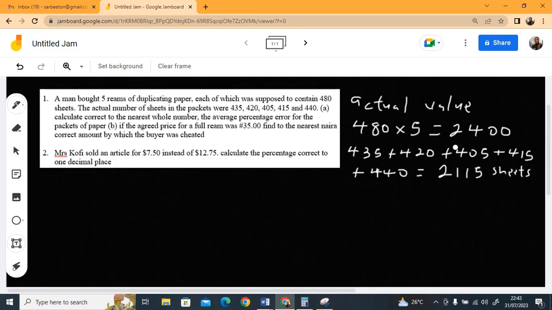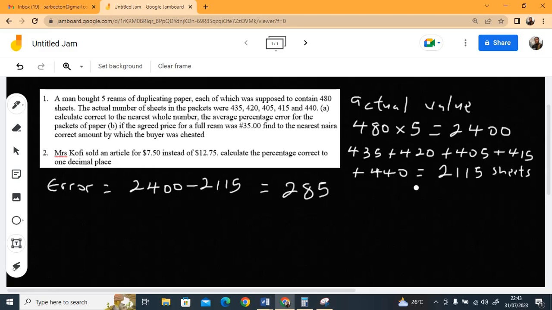Now to get the error, the first thing you have to do is subtract this from this. That will be 2,400 minus 2,115, that is 285. So this is 285. This is the actual error now.